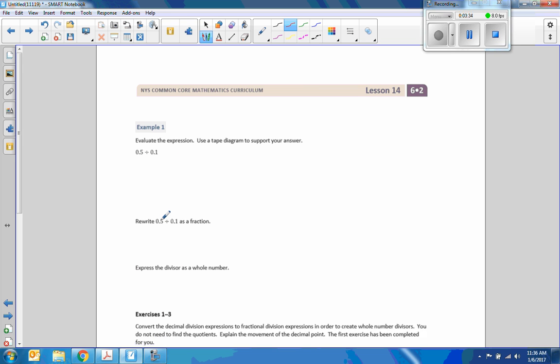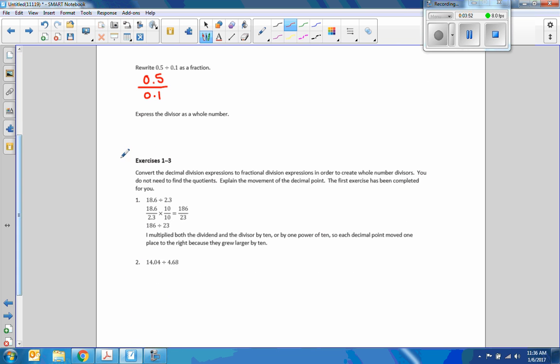So now it says to rewrite 0.5 divided by 0.1 as a fraction. What that means is you just simply leave it 0.5. Instead of the division symbol, we're going to do this bar and put 0.1 underneath. That's all they mean by rewrite this as a fraction. Then it says to express the divisor as a whole number. What they mean by that is we're going to multiply by a multiple of 10s. So we're going to multiply it by 10 over 10.